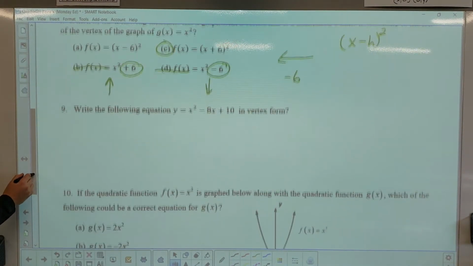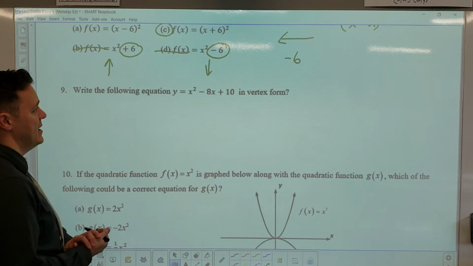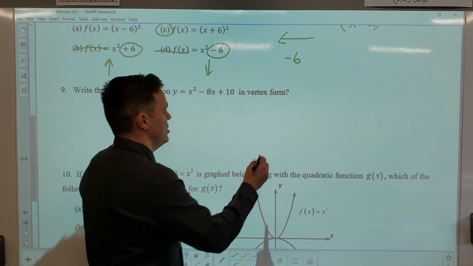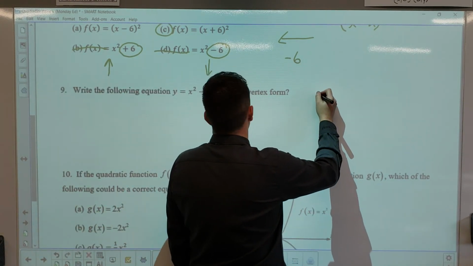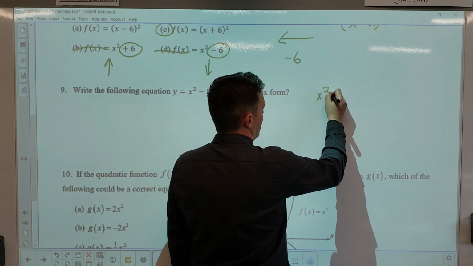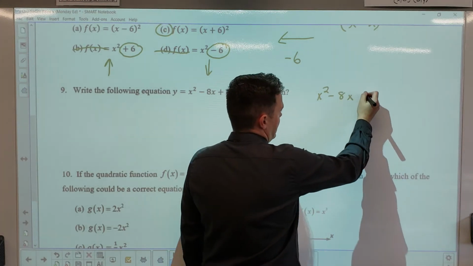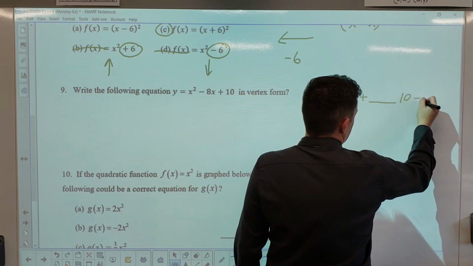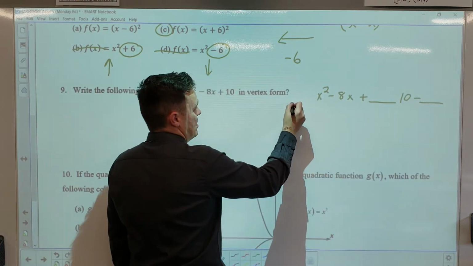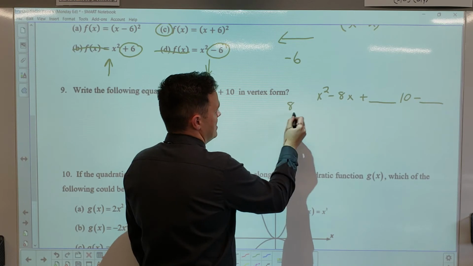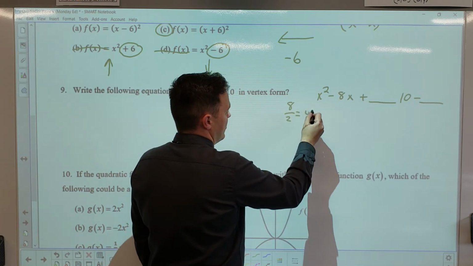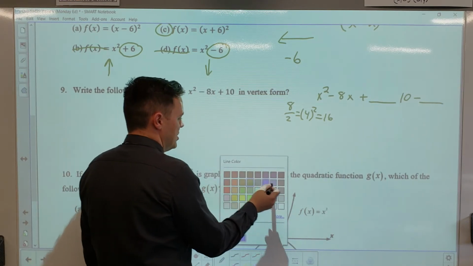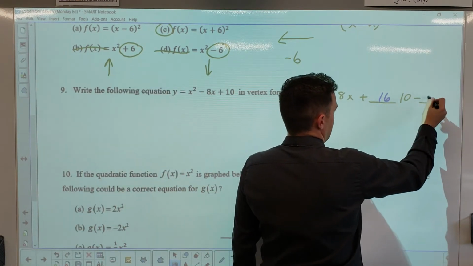Okay? Write the following equation in vertex form. What I wanted to do is make sure I showed you guys the easier way and the more complicated way to do it, which is x² - 8x, and then it's going to be plus something, and then it's going to be 10 minus something. And then we would do the same thing with completing the square, right? So it's 8 divided by 2 is 4. You'd square that, you'd get 16. And so our numbers in here would be 16 and 16.